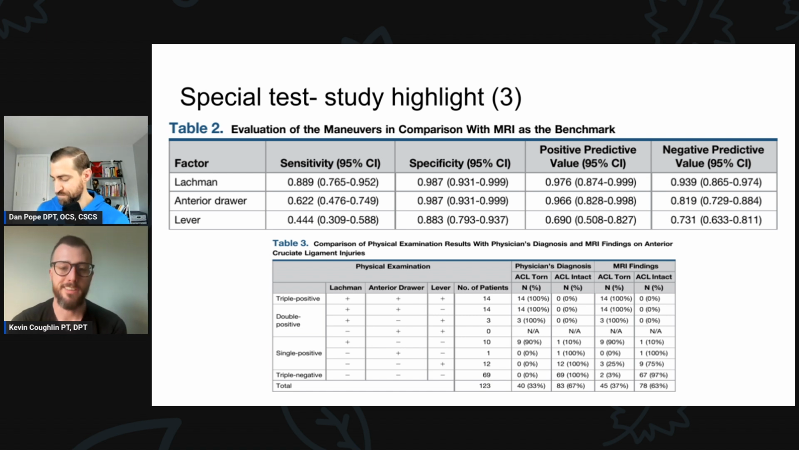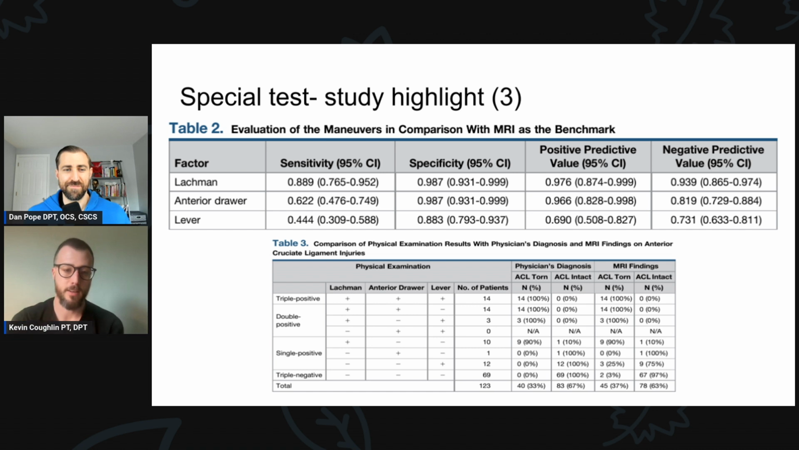Those are two pretty good tests. So 14 patients there. With that double positive, 14 were diagnosed with an ACL tear by the examiner, and all 14 also had a tear under MRI. If it was just the anterior drawer and the lever, or the Lachman and the lever, only 3 patients were positive for just those two with a negative anterior drawer.